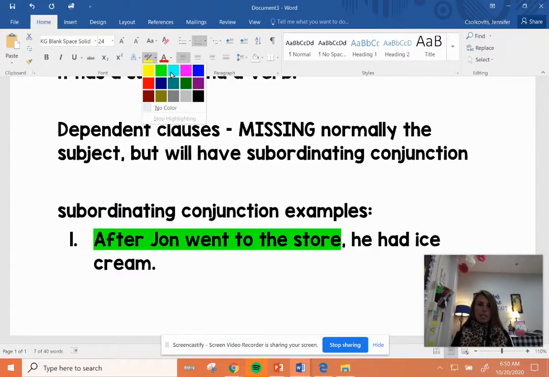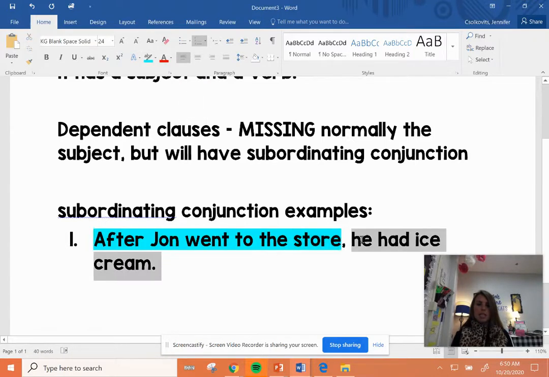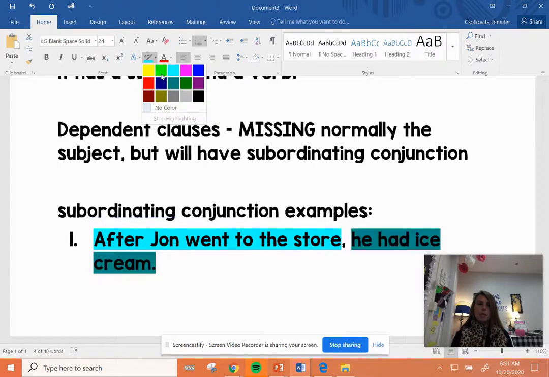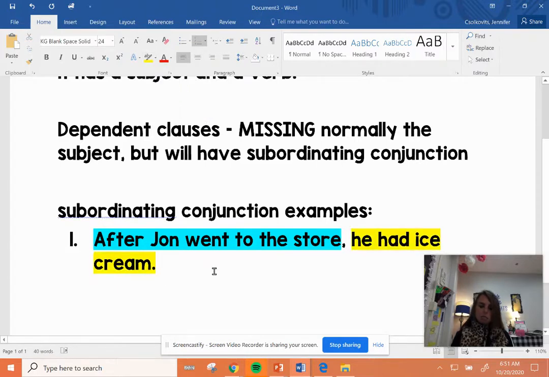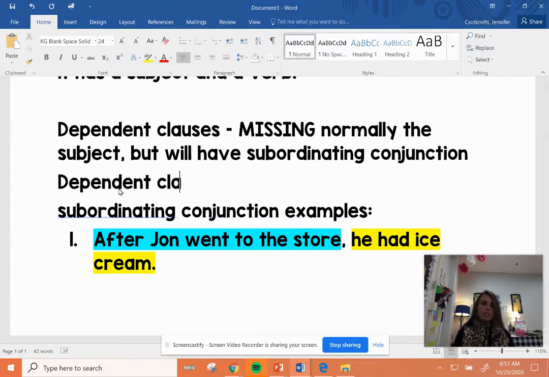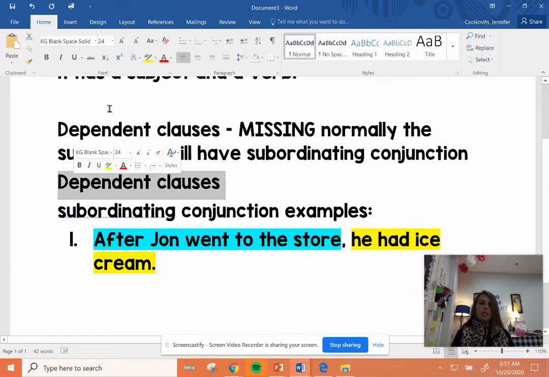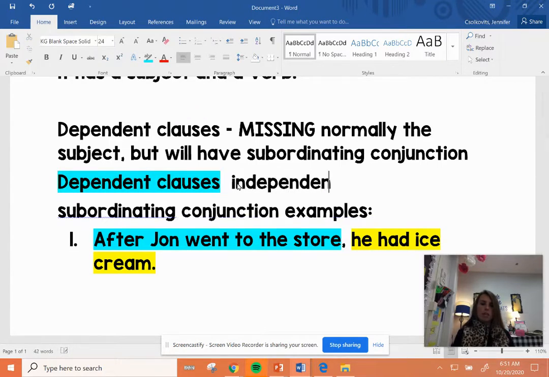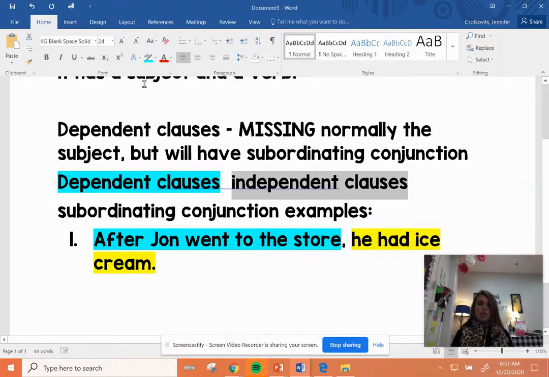I'm going to highlight that in, let's go teal. And then one independent, and let's leave that in yellow. So just to help, let's put our dependent clauses in teal. And then we'll put our independent clauses in yellow. My dependent clauses are dependent upon something else.